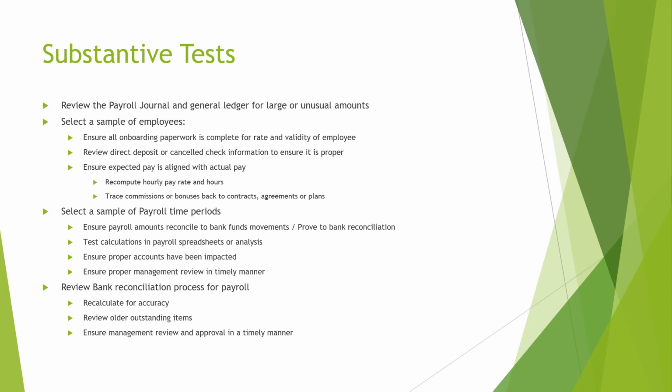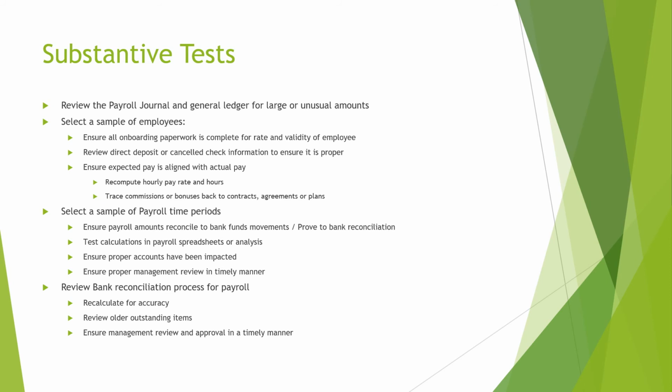We're going to test the calculations of that payroll journal to the payroll spreadsheets or any analysis that we've done for that week. We want to make sure that all the proper accounts have been hit from that payroll and affected, so we can look at our general ledger and see that week's payroll. Did it go over to the general ledger as we expect? And then has management looked at that payroll, signed off on that total payroll so that we know that it's been approved?